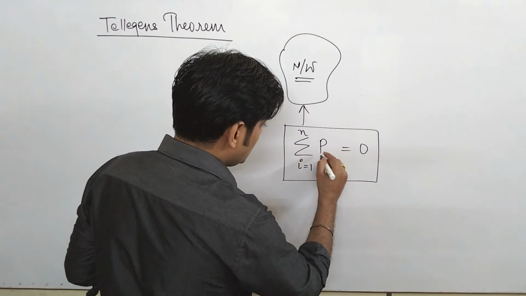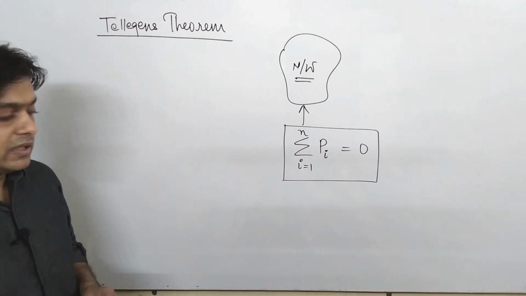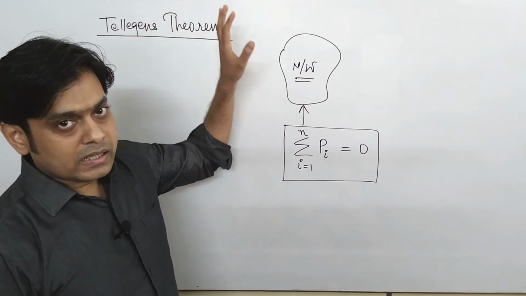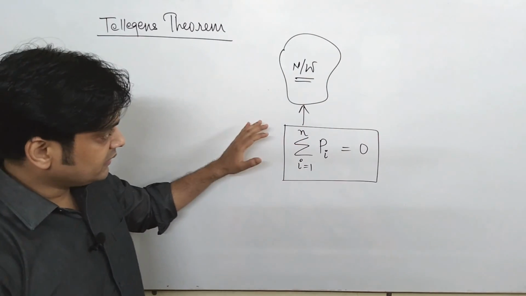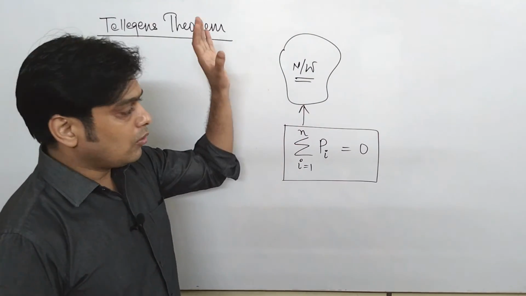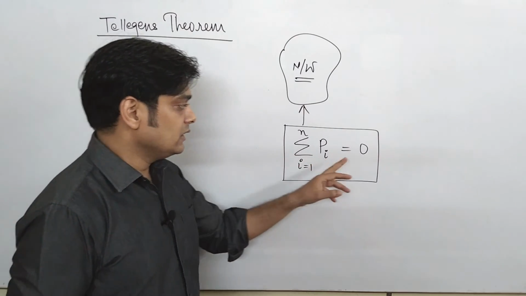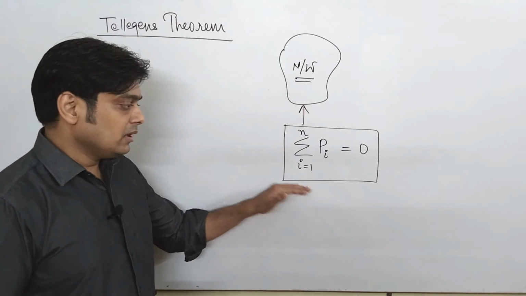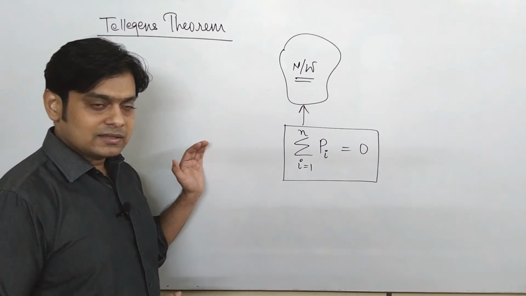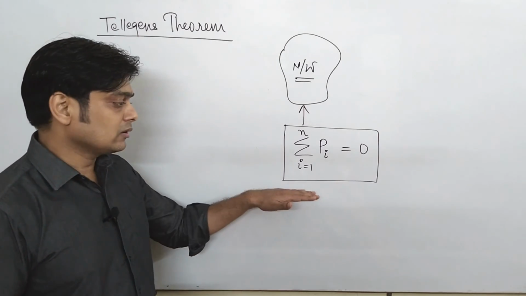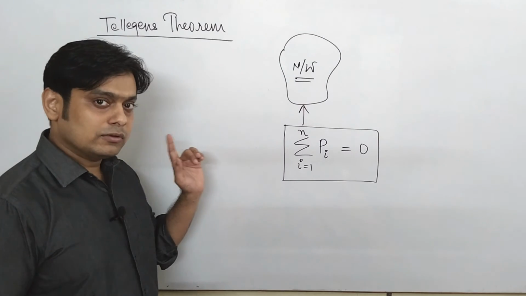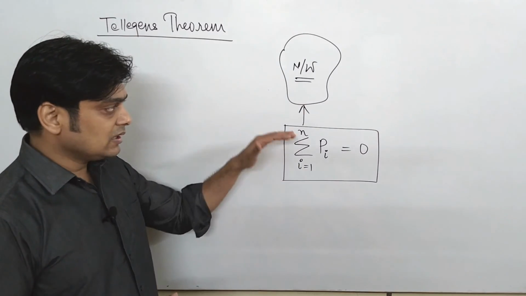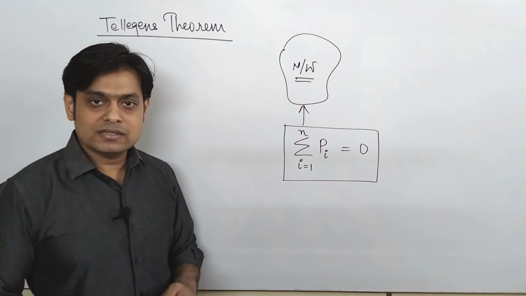That is, the summation of power in a network with different elements connected, if you find the algebraic sum of all those powers in a network, that is equal to 0. So this is all about Tellegen's Theorem. And if you remember, in our previous sessions we have already discussed this concept, in the concept of power. There I also explained that the algebraic sum of power in a network is 0, and the same thing is applicable here, and this is known as Tellegen's Theorem.